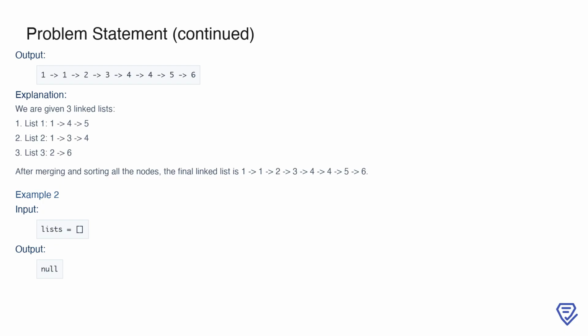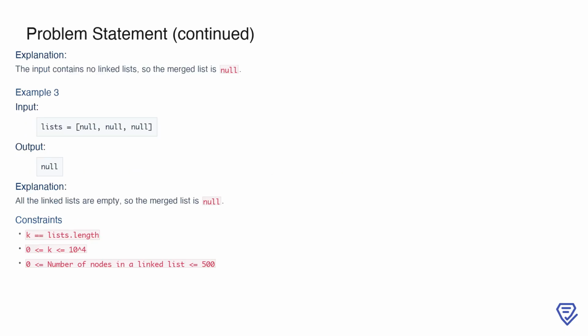In the second example, the input consists of an empty array of linked lists, meaning there are no lists to merge. Therefore, the output is null, as there are no nodes in the final merged list. In the third example, the input array contains three empty linked lists, represented as null, null, null. Since all the lists are empty, there are no nodes to merge, and the output is also null. This highlights a scenario where even if the input contains multiple linked lists, if all of them are empty, the result is an empty merged list.